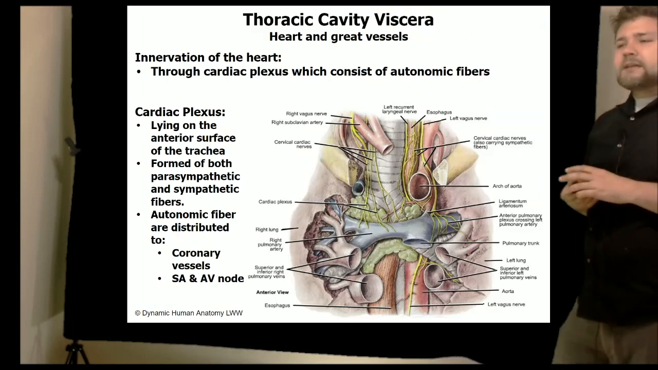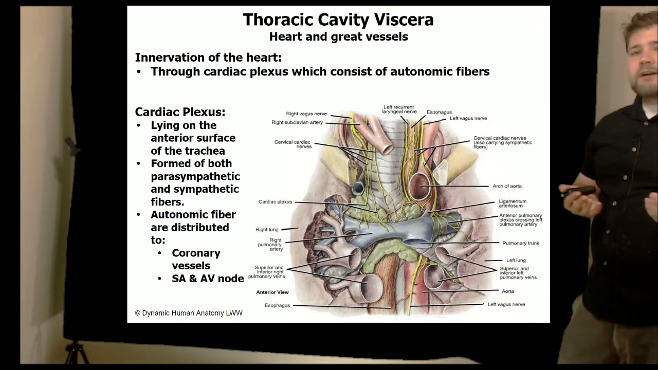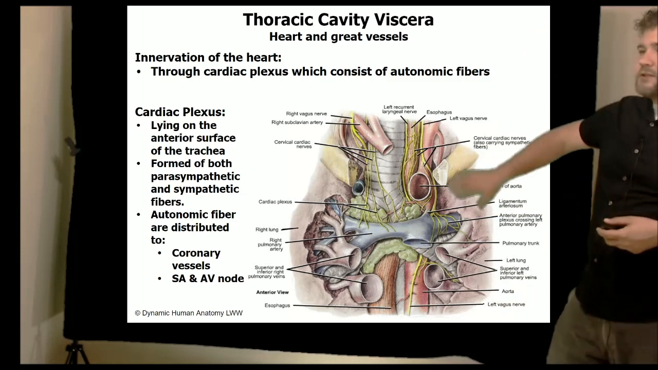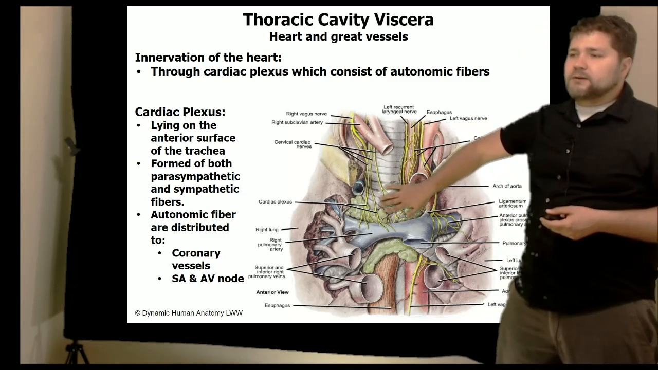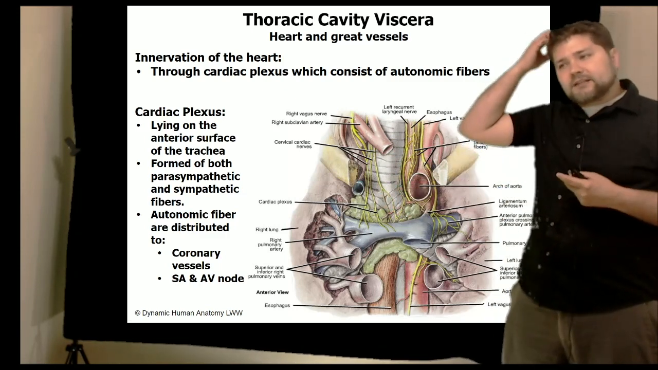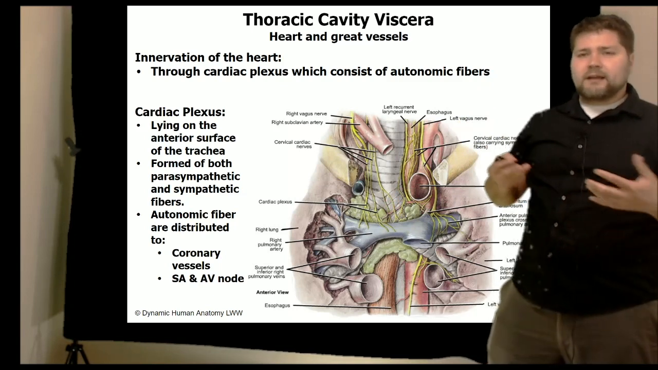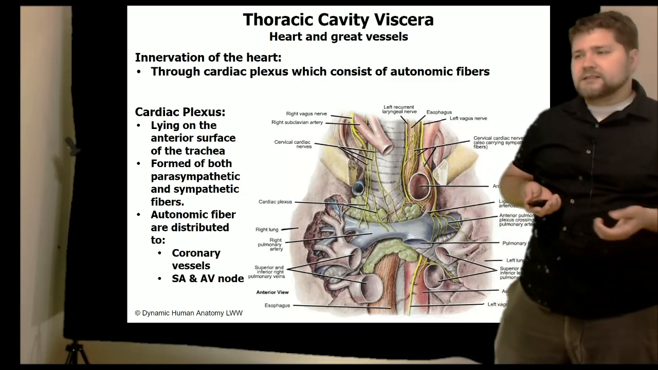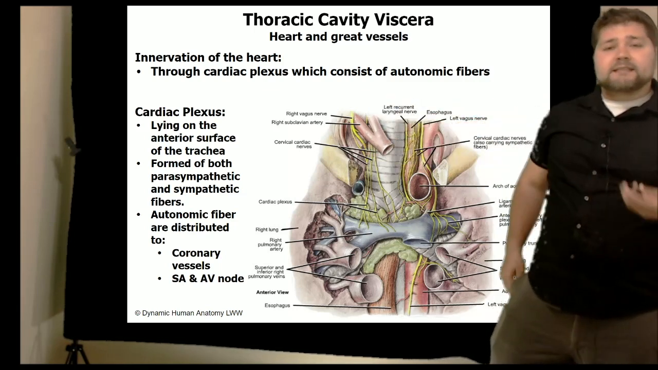All right, as far as innervation of the heart, a lot of your autonomic fibers are going to be found within the cardiac plexus, which is sort of in your anterior mediastinum. Just up here, you'll see a lot of network. If you're doing the dissection, it just looks like a network of fibrous tissue, but it's all autonomic nervous system. So this cardiac plexus is going to be made up of parasympathetic and sympathetic fibers.